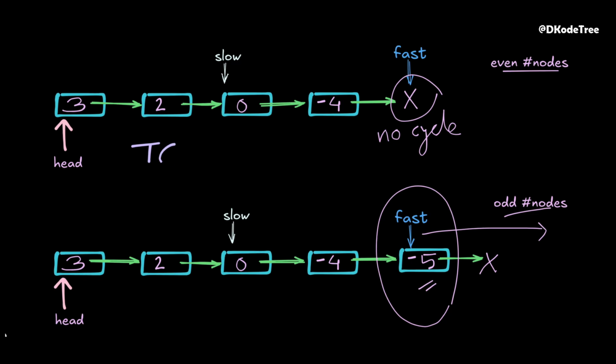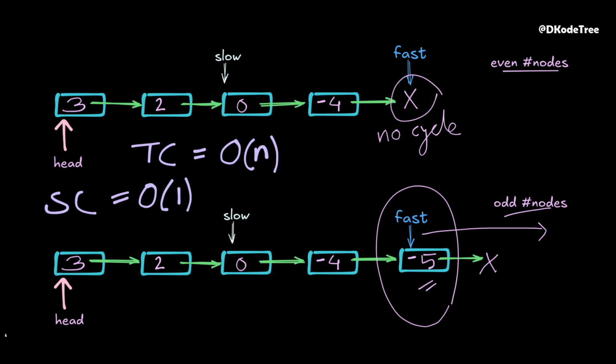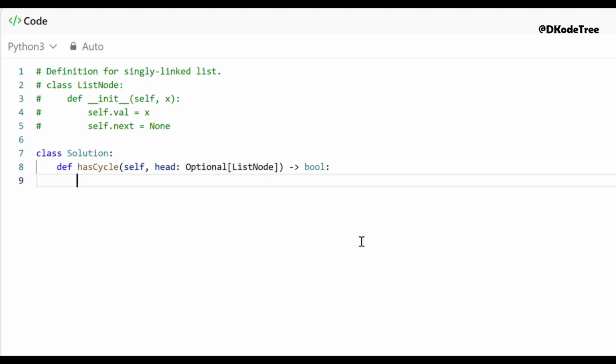The time complexity of this approach is still O of n, because in the worst case we may need to traverse through all the n nodes in the linked list to determine whether a cycle exists. But as we are not using any extra space, the space complexity is only O of 1, and this is where the actual strength of this algorithm lies. Once you know this algorithm, it's very easy to code up.